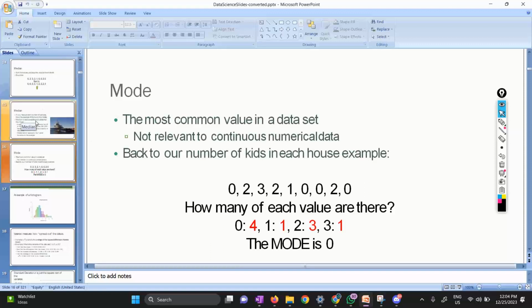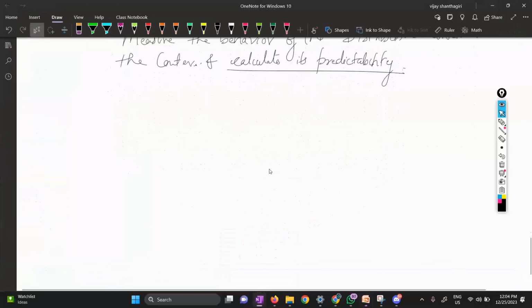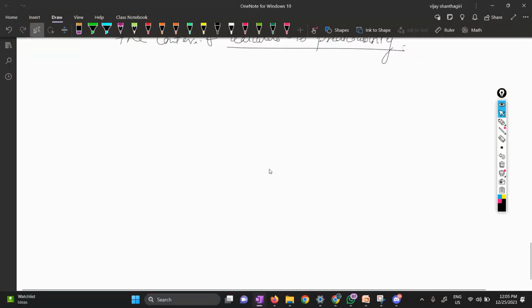Okay, mean, median, mode. Now, before going to variance, before entering that calculation, I think we may have done this once, but let's find out.